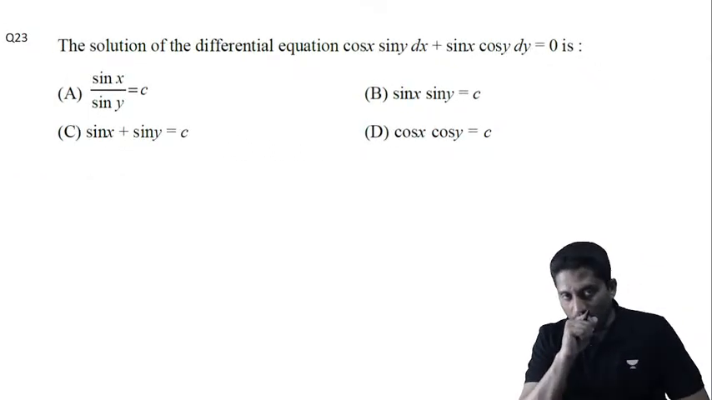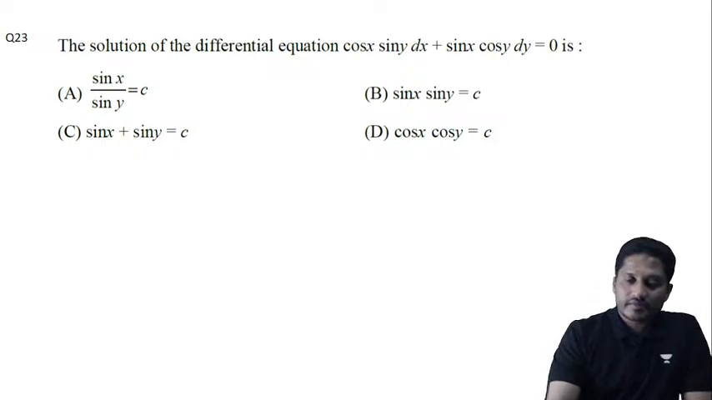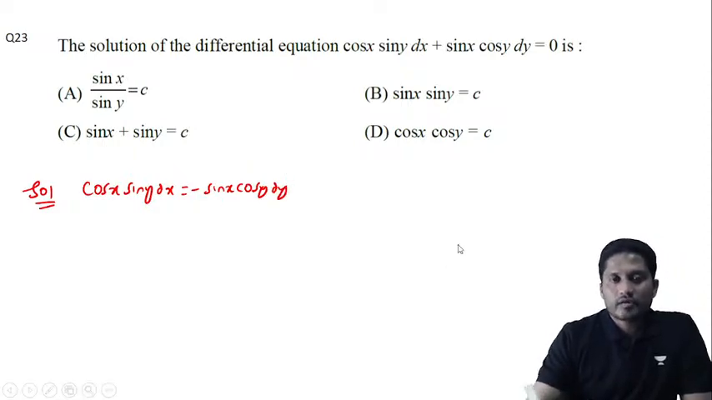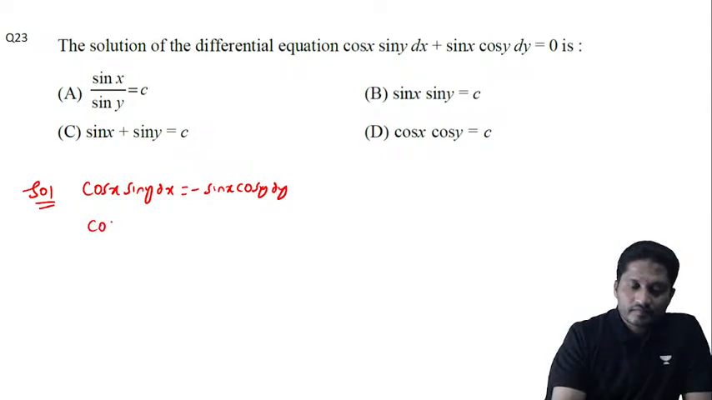Question number 23. Solution of the differential equation cos x into sin y into dx is equal to minus sin x into cos y into dy. Alright, now if you separate the variables, cos x divided by sin x into dx is equal to minus cos y divided by sin y into dy.